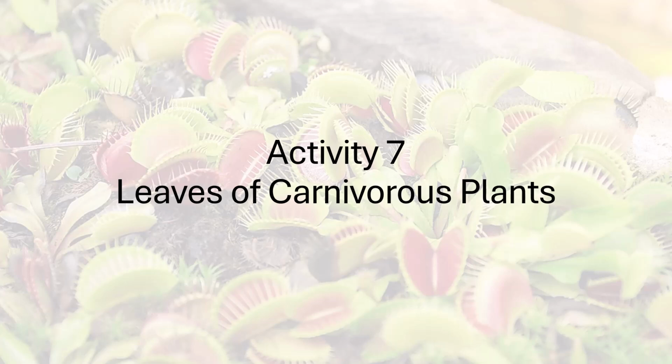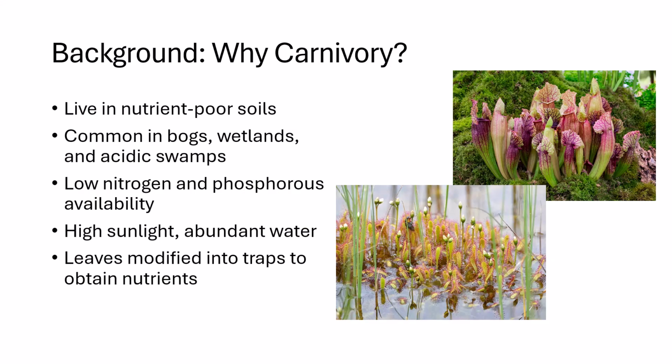In this activity, you will examine plants whose leaves are modified to capture and digest animals. Carnivorous plants typically grow in environments such as bogs and wetlands, where the soil is low in essential nutrients, especially nitrogen. To survive, these plants have evolved leaves that function as traps, allowing them to obtain nutrients from insects and other small organisms. Carnivorous plants are most commonly found in habitats like bogs, fens, marshes, and other wetland environments.